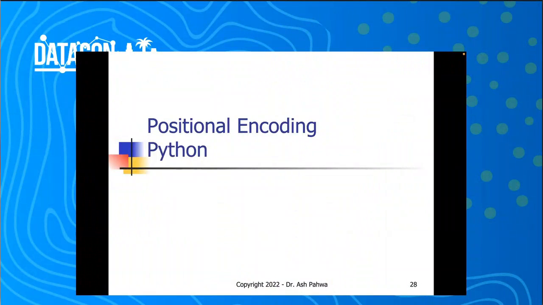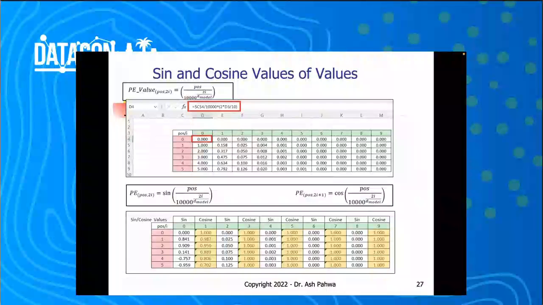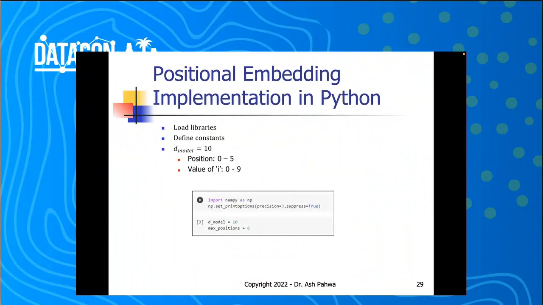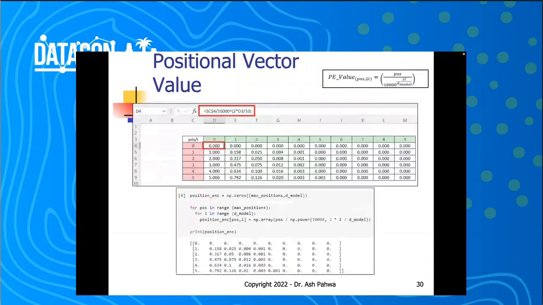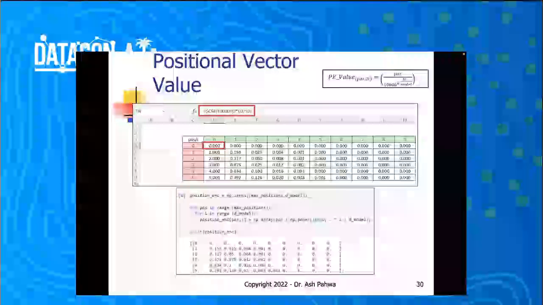So now what I will do is that here I've computed all the numbers in Excel. Now I'm going to compute all the numbers in Python. In Python, of course, I'm using my d model of 10. And here we go. This is my Python code. Very simple. Two for loops are going, and bingo, I can compute it.